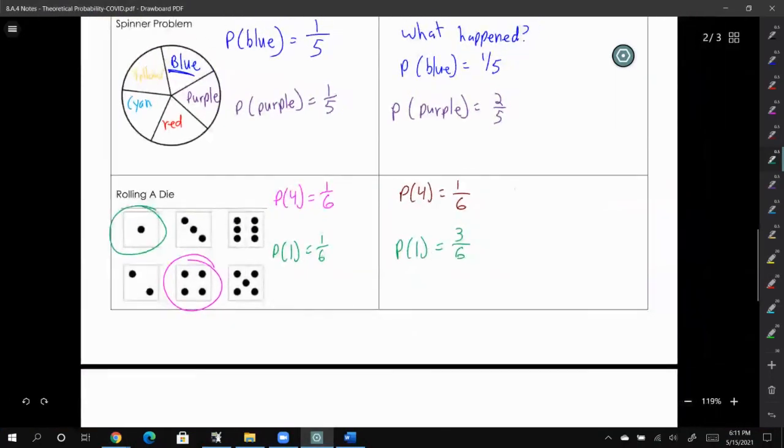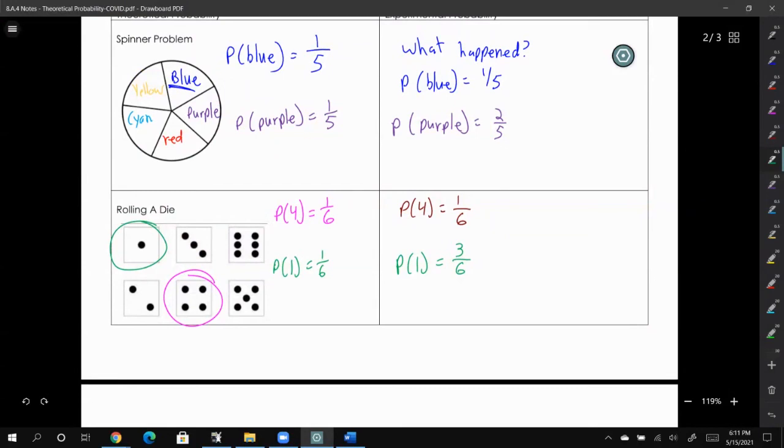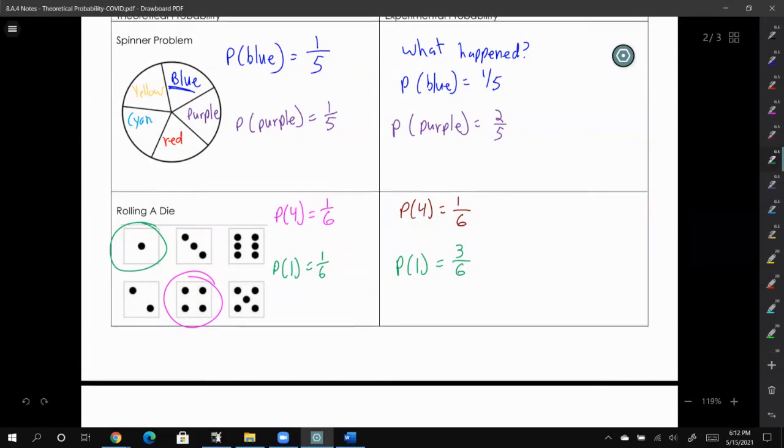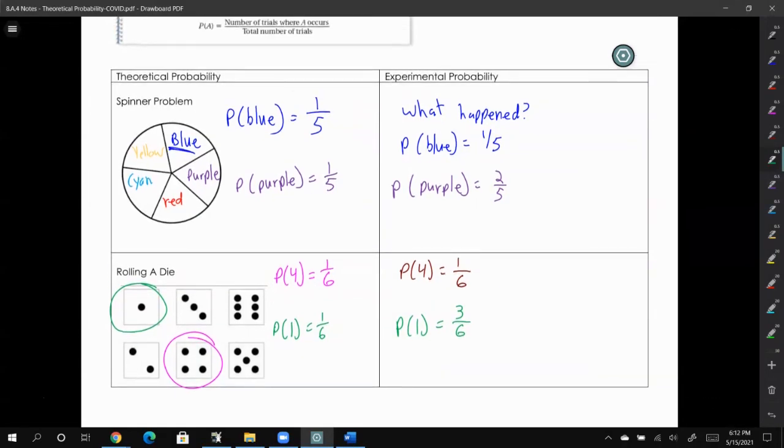So I hope that this was a good refresher on probability, and really the key idea here was, what's the difference between experimental and theoretical probability? That's what the main focus was for today, because like I said, I'm sure you guys have a good understanding of probability already.